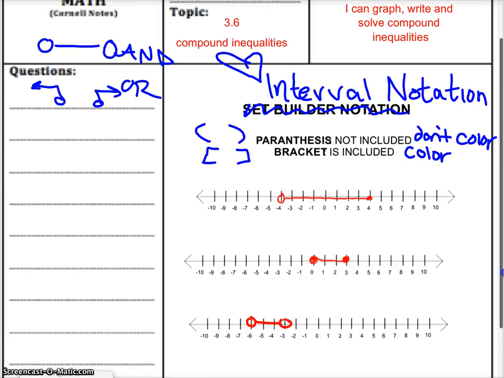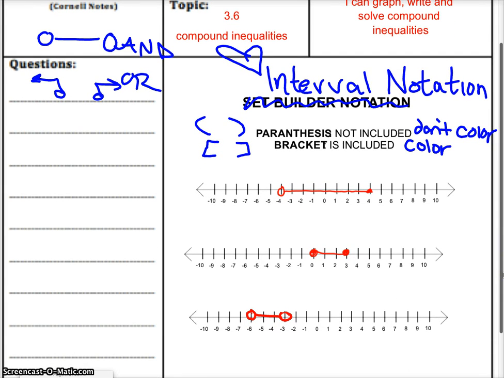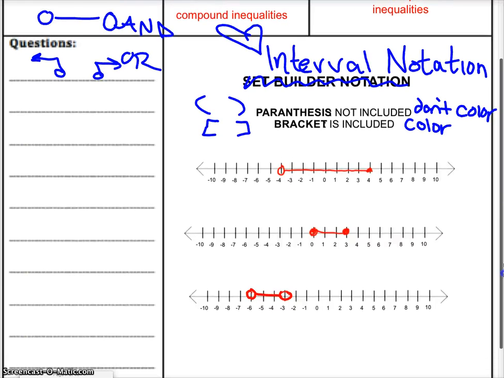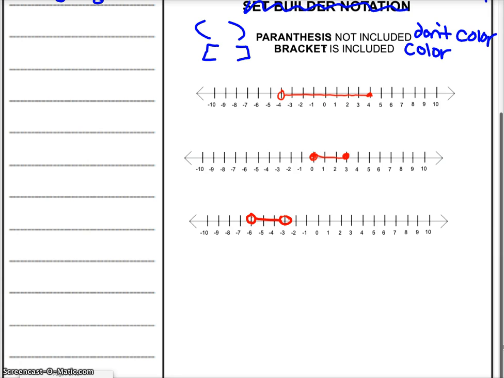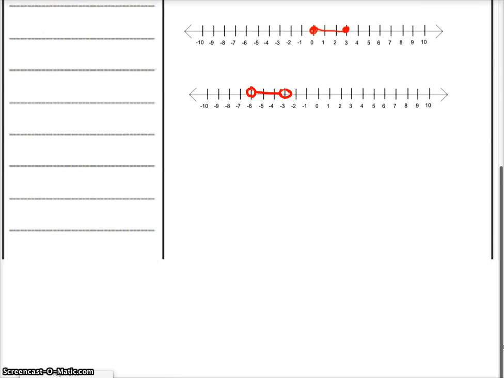Okay, so we're going to have to write a compound in interval notation. You're going to have to write an and, and you're going to have to write an or. It all depends. Do you have room on the bottom? You do have room on the bottom. On the bottom of your notes, I want you to write and, or.